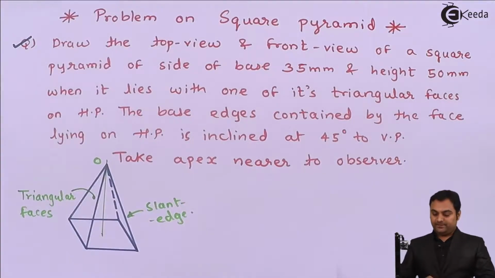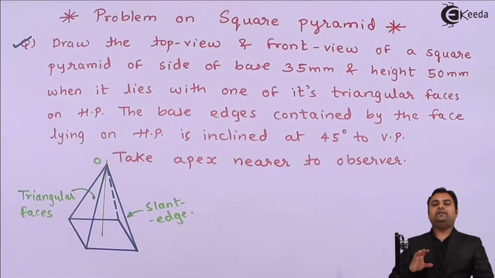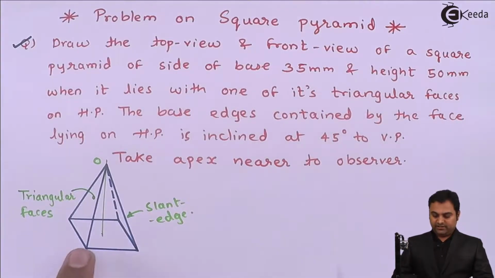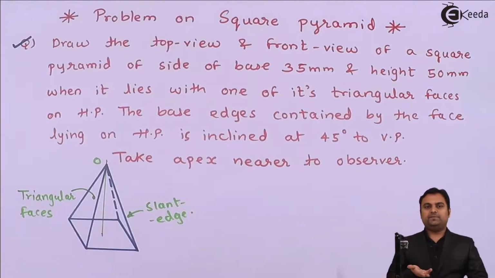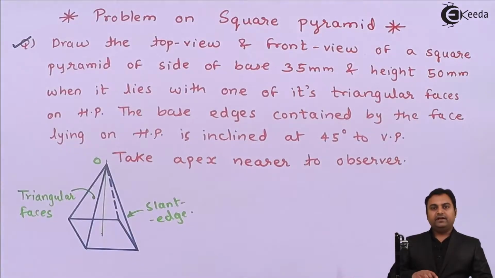It means this pyramid is resting in HP. This HP is also called as the ground. And in the next condition, we have to keep the pyramid in such a way that it will lie on its triangular face. In the condition which I have shown here, the pyramid is lying on its square base. So to make it lie on its triangular face, it will need to be tilted about its edge.